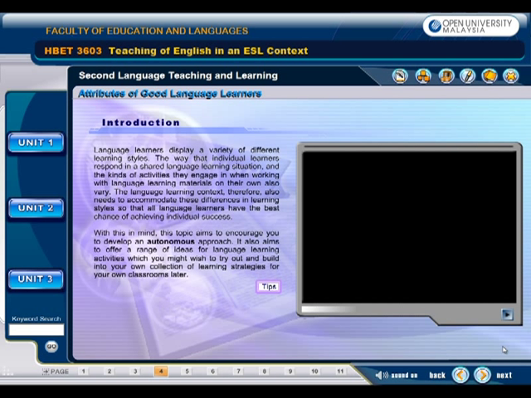With this in mind, this topic aims to encourage you to develop an autonomous approach. It also aims to offer a range of ideas for language learning activities which you might wish to try out and build into your own collection of learning strategies for your own classrooms later.